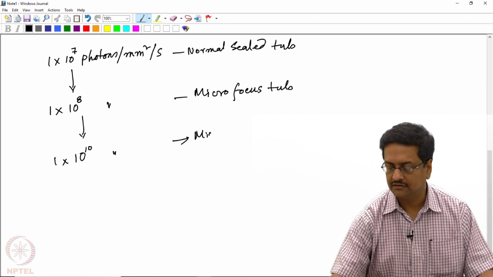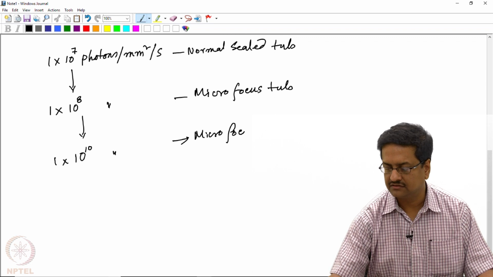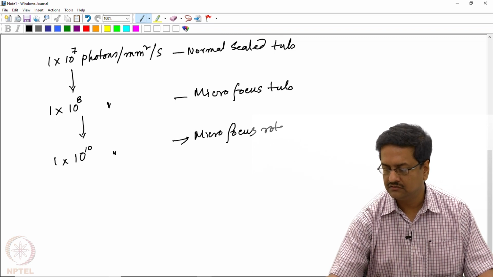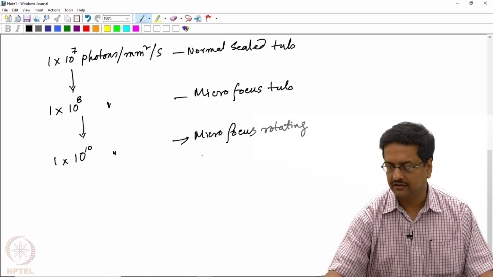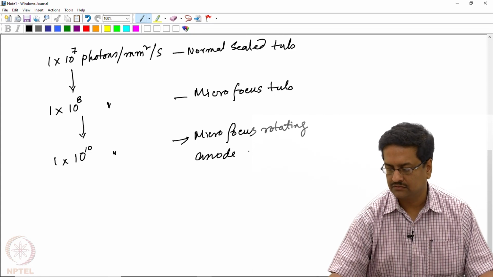using a microfocus rotating anode source.